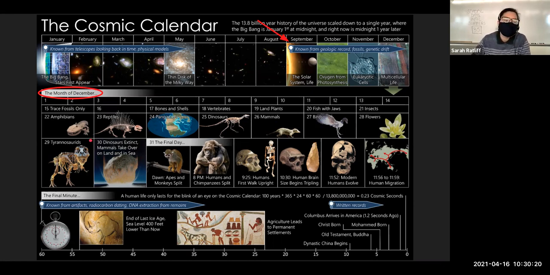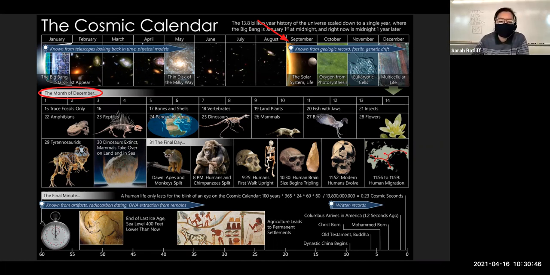Skipping up to December 29th, getting real close to the end of the year here. We're finally getting what we like to talk about with dinosaurs, more familiar dinosaurs like tyrannosaurs, like T-Rexes. December 30th, second to last day of the month. Boom, the K-T extinction. A giant asteroid comes, wipes out all our dinosaurs. The age of mammals begins.